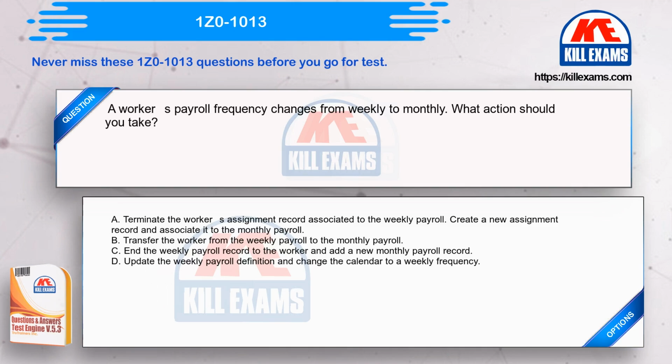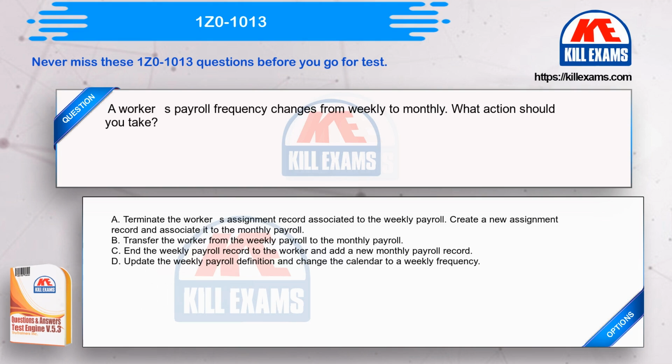A worker's payroll frequency changes from weekly to monthly. What action should you take? Option A. Terminate the worker's assignment record associated to the weekly payroll. Create a new assignment record and associate it to the monthly payroll. Option B. Transfer the worker from the weekly payroll to the monthly payroll.